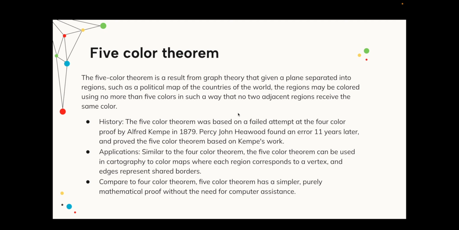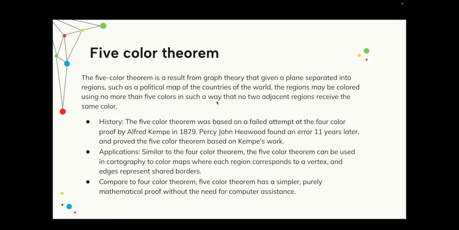Next, we have the five-color theorem, which is a result from graph theory that given a plane separated into regions, such as a political map of the countries of the world, the regions may be colored using no more than five colors in such a way that no two adjacent regions receive the same color.